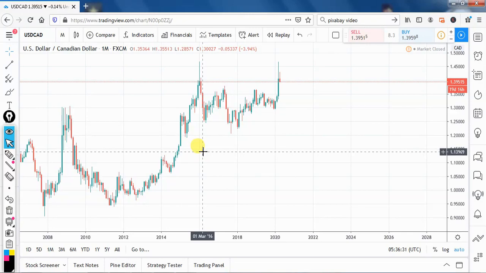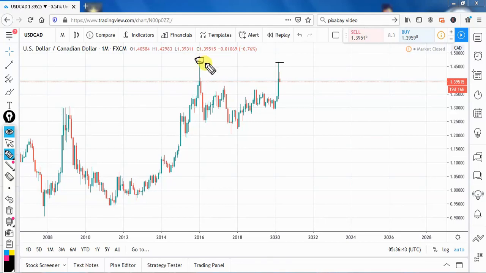Now let's jump into the screens. We're starting with the US dollar against the Canadian dollar from the monthly time frame. For the last month, we have seen that the price came up to these monthly highs, but it failed to take out this spike high here, and we have seen that aggressive reaction down.